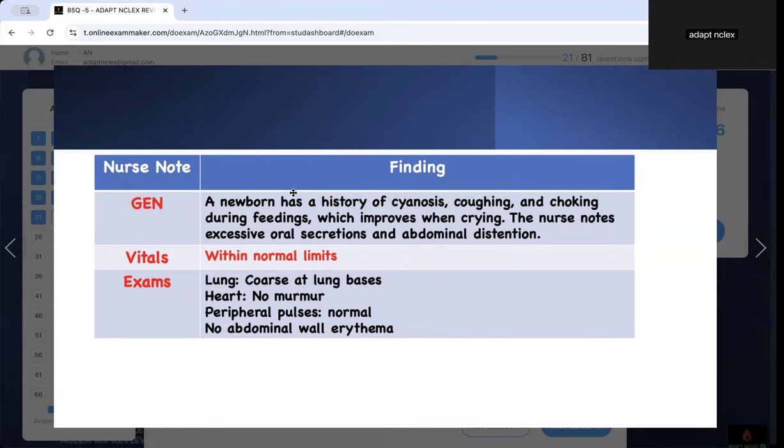The next note, excessive secretion. You have too much secretion. Your abdomen is distended. All the vitals are normal. The lungs are clear. Heart, there is no heart murmur. That is the key. Peripheral pulses are normal. Patient has no abdominal wall erythema. I've given you everything you need to answer the question. Buzzwords, I call them.